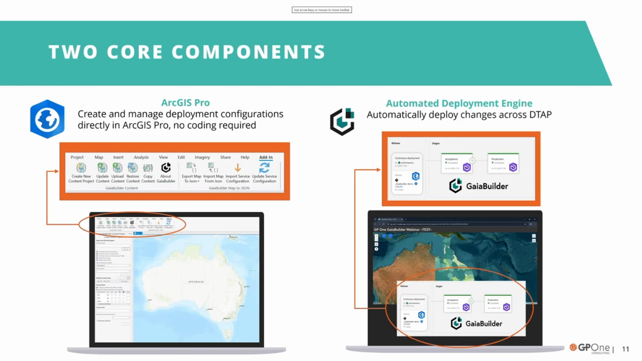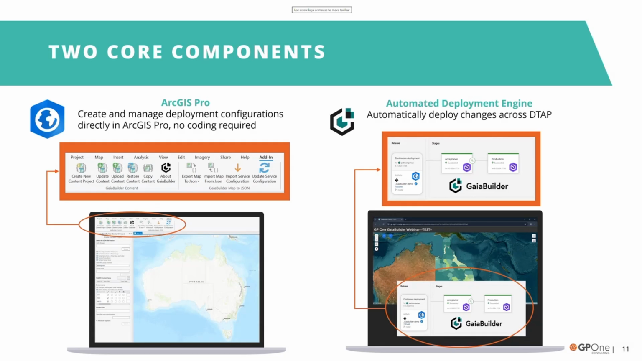GaiaBuilder is made up of two main components. Together, they cover both the GIS and the automation side. The first component lives inside ArcGIS Pro. This is where GIS specialists work. It provides a simple, user-friendly interface that lets you define what should be deployed and how, without needing to write code or understand complex deployment tooling.